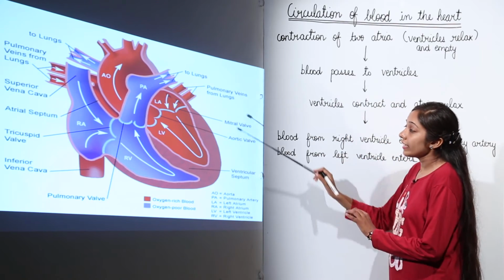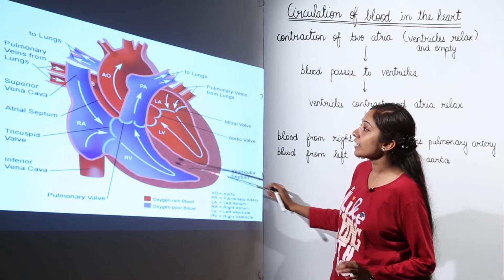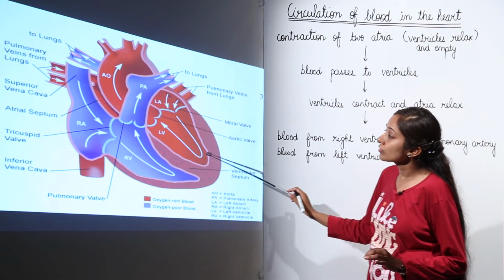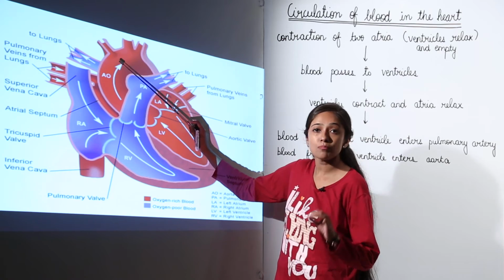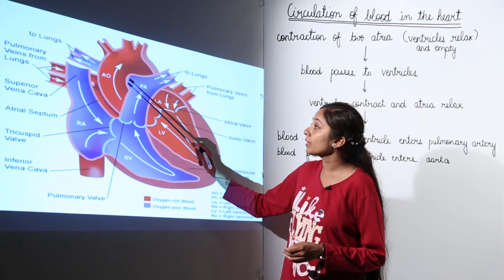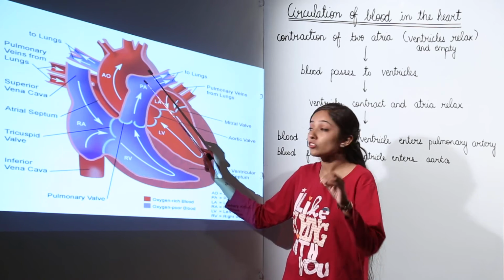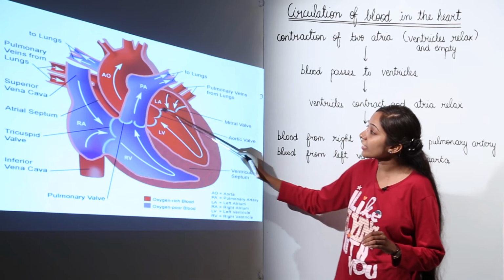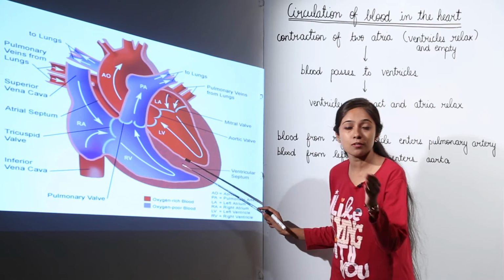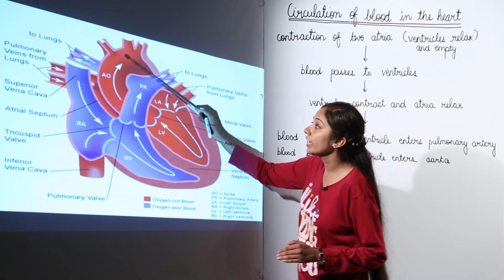So, in case of the left side of the heart, the blood is going to go to the aorta and from the aorta to all the body parts. So, it is going to carry which kind of blood? The oxygenated blood. So, you can see that is why we have shown the left side of the heart as red in color, because it is going to carry the oxygenated blood to all the body parts through the aorta.